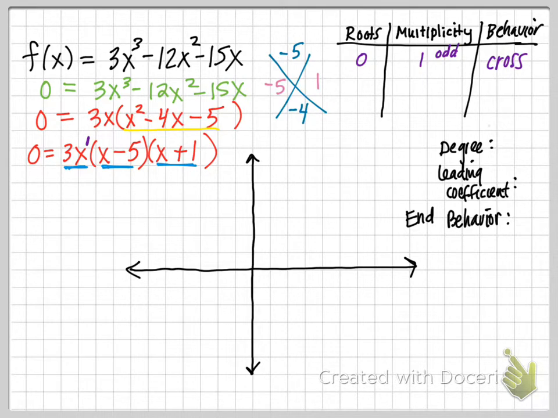The next factor, if I set this equal to 0, really all you have to do is flip this sign, so it becomes +5. The multiplicity is 1 because it's to the first power, and since it's odd, it's going to cross the x-axis. Lastly, if I set this final factor equal to 0 or flip that sign, it becomes -1. It's to the first power again, so the multiplicity is 1, and because it's odd, just like the previous two, it's going to cross the x-axis.